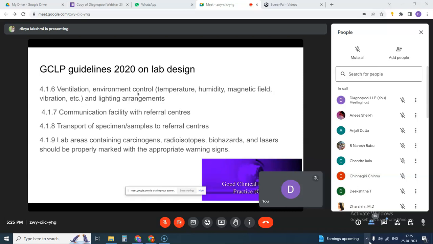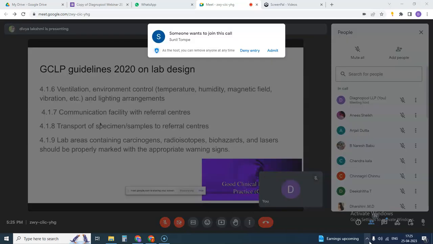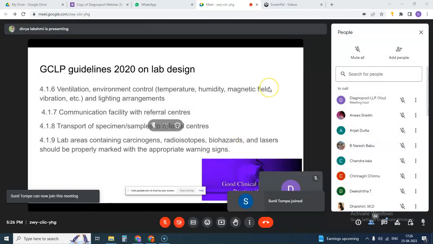Ventilation and environment control is important. The temperature and humidity are very important in the lab, especially when you are using most of the automatic machines. Temperature is important because the reagents can lose stability. Again, humidity is important because it can affect the sensitive machines in the lab. Good lighting arrangement should be there. Good communication facilities should be there with the referral centers, if you're transporting any specimens or samples to the referral centers.